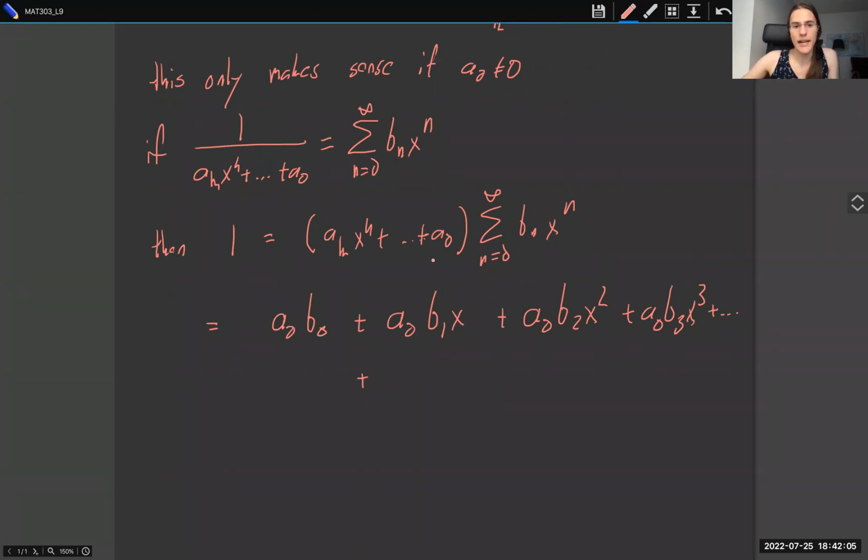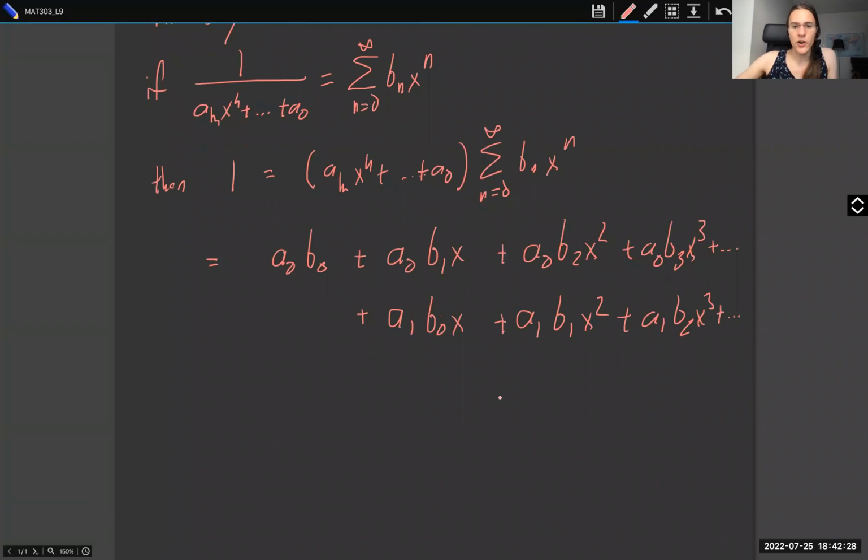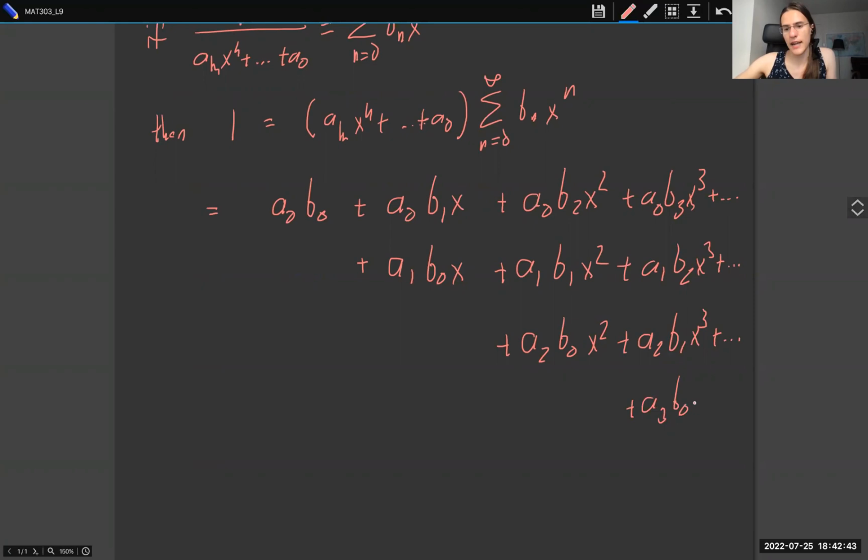Plus, now we're going to multiply by a1x, and this shifts all of the terms. a1 b naught x, because there's a shift going on, because now we're multiplying by a1x, plus a1 b1 x squared, plus a1 b2 x cubed. Then here we're going to get a2 b naught x squared plus a2 b1 x cubed. And then here we're going to get a3 b naught x cubed, and so on. And so this is equal to 1. And 1 is a polynomial whose series expansion is just 1 and then zeros for all of the higher terms.